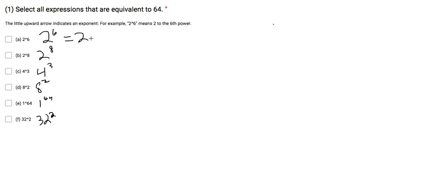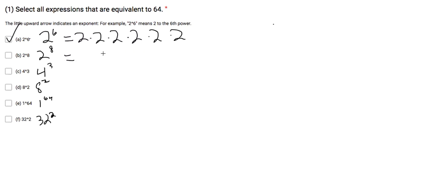In this case here, we know this is 2 times 2 times 2 times 2 times 2 times 2. So if we do 2 times 2, we get 4. 4 times 2 is 8. 8 times 2 is 16. 16 times 2 is 32. 32 times 2 is 64. So yes, A is equivalent to 64.